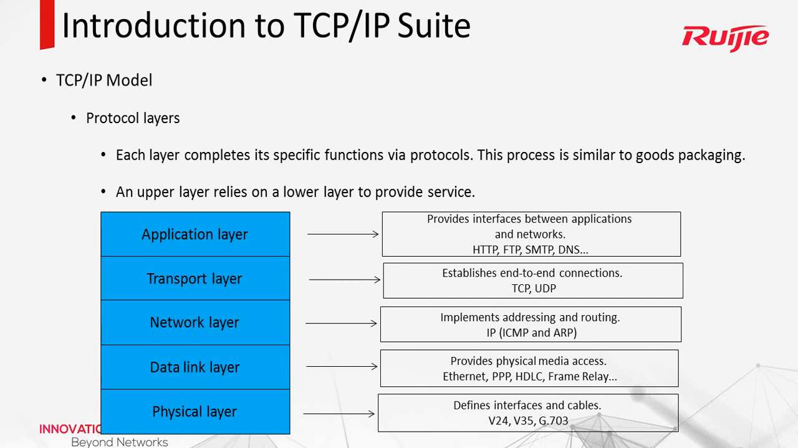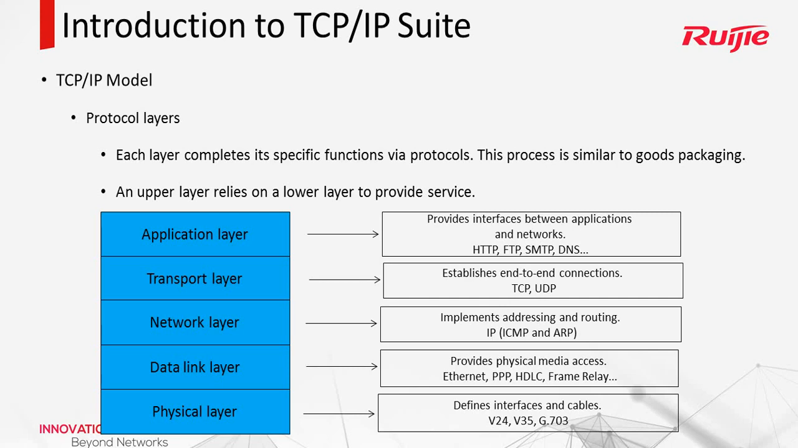And then the data link layer provides physical media access. For example, the Ethernet protocol and MAC address are also in this layer. At last, the physical layer. It's about the interface and cables. Normally, we talk about bits in this layer. And this model, we call it the TCP/IP model.